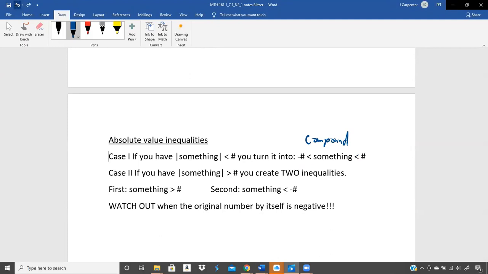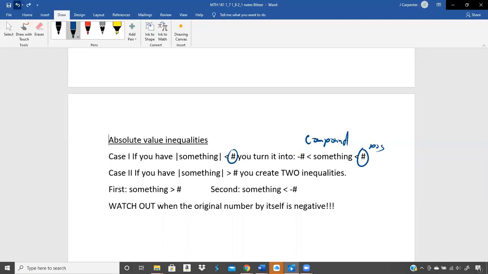So what is this saying? It says that that something you have is between, that's what this is saying, it's between two values. It's between the positive of the number that was originally here, and it's between the negative of the number that was originally there.